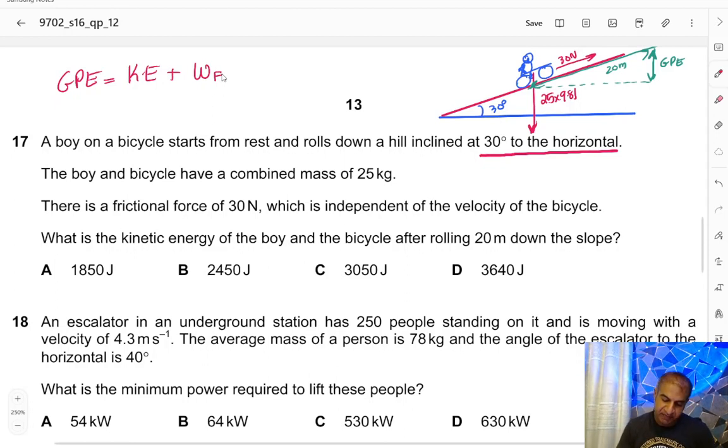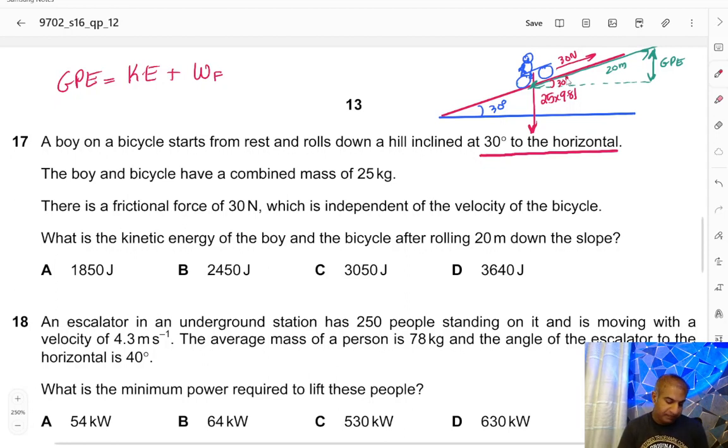So that means we can work this out. Let's see, what is the kinetic energy of the boy? So that means GPE should be, we need to find this height. And this height is important because we need this value of this height. And we can use simple trigonometry to find this height. And that should be 20 sine 30. Because if this is 30 degrees, so this is also going to be 30 degrees.